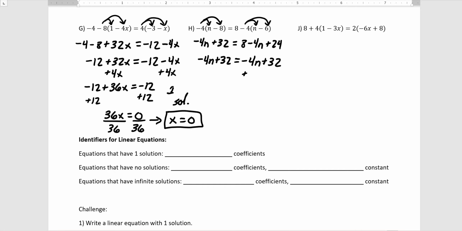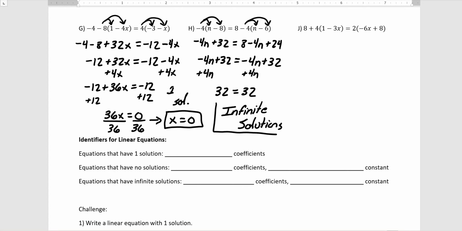If you wanted to continue, you could add 4n. Add 4n. When you do that, you'd get 0. You'd be left with just 32 equals 32. That's a true statement. No variables, just numbers. True statement, which means indeed infinite solutions. Infinite solutions. Very nice.